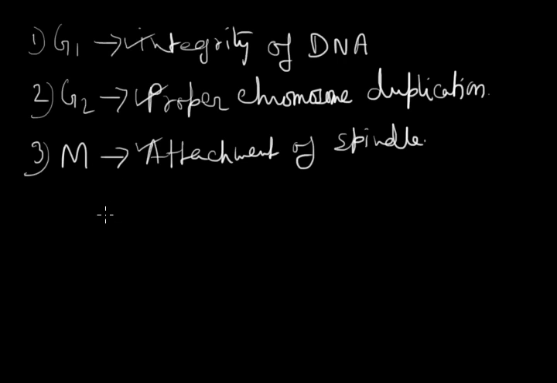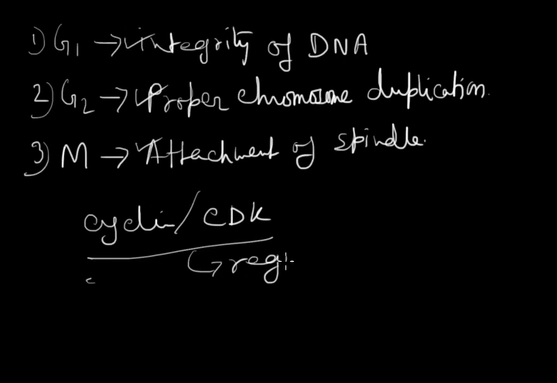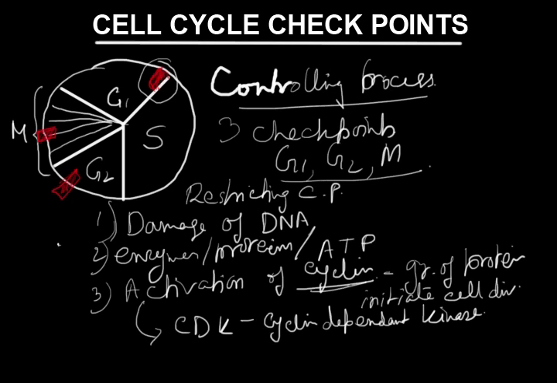The molecules called cyclin and cyclin-dependent kinase are responsible for regulation of the cell cycle. These act as regulators for the cell cycle. So now, you can see the first checkpoint is the G1 checkpoint, the next one is G2, and finally the M checkpoint. So this is all about the checkpoints of the cell cycle.